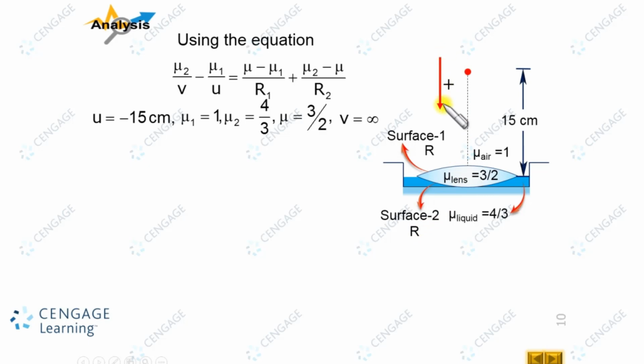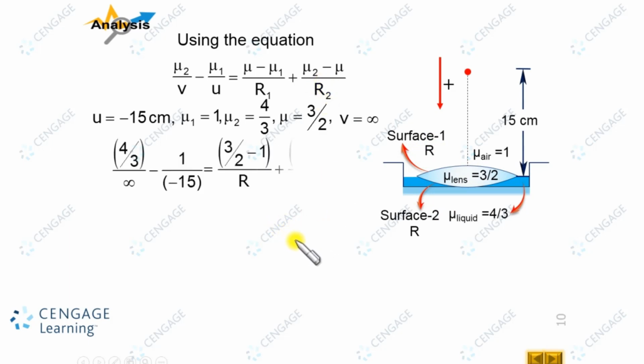As we are assuming the downward direction as positive, the radius of curvature corresponding to the first surface should be substituted with a positive sign, because the center of curvature will be at the bottom side, below the curved surface. The center of curvature of the second surface will be on the top. That means the radius of curvature for the second surface should be negative. So for the first surface R should be positive and for the second surface R should be negative. So let us substitute the values.